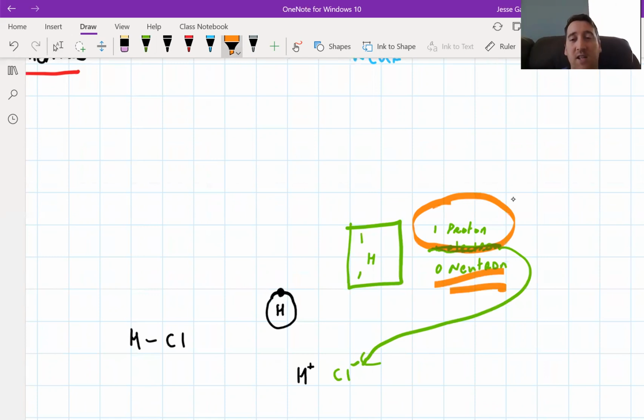So this here is essentially the exact same as just a bare proton. So that's what a hydrogen ion represents. An H plus ion is just a proton. And you will often hear these words used interchangeably. H plus ion is equal to a proton.